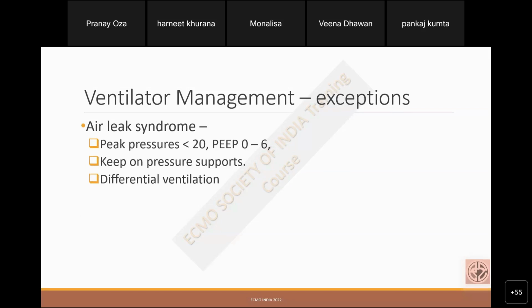Now, keeping the PEEP at 0 is a problem because the other lung is also diseased. If you only leak from one side and keep the PEEP at 0, the other lung will not remain open, so the atelectasis will increase. So you always have to titrate the PEEP between 0 to 6. Keep the patient preferably on pressure support so that spontaneous breathing helps them. And in rare situations, we might have to think about doing differential ventilation, so we ventilate both lungs separately.